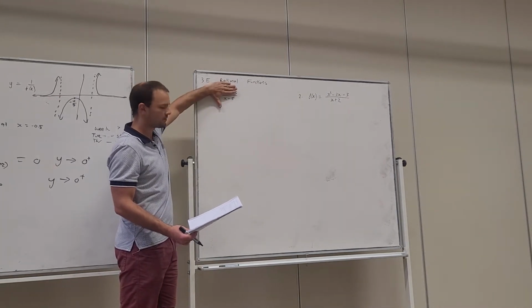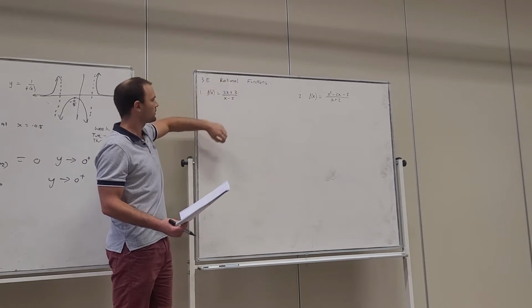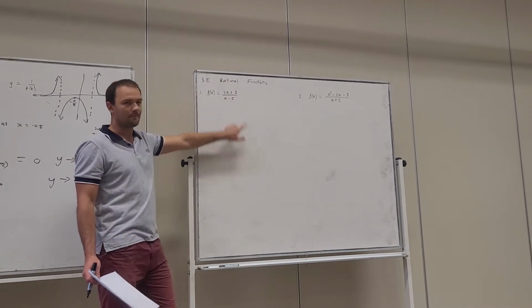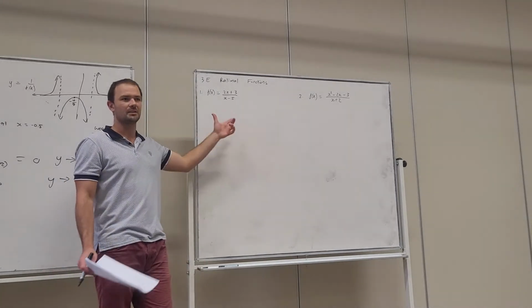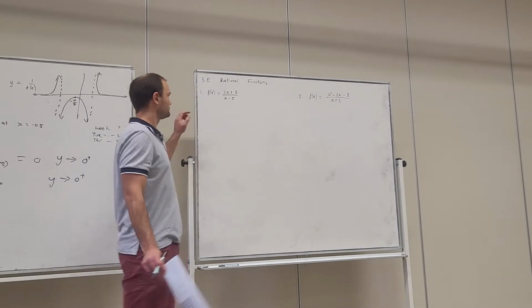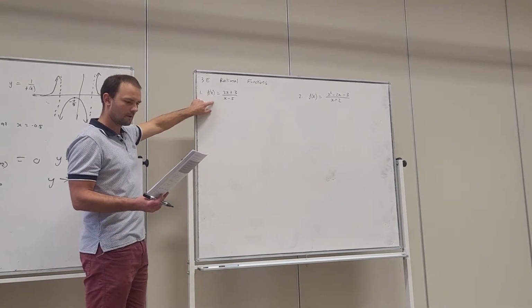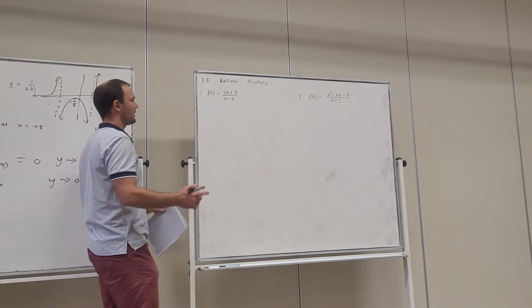It's undefined when the denominator is 0. There's a vertical asymptote when the denominator is 0. And there may be a horizontal asymptote, and we need to investigate to determine where. All right, so let's answer the question. Here's the graph. Find the asymptotes and discuss the behaviour here.